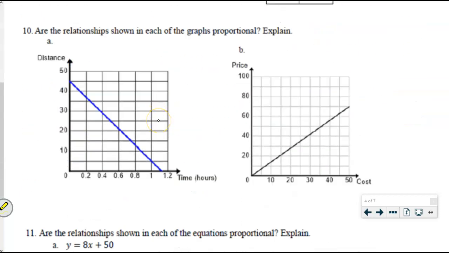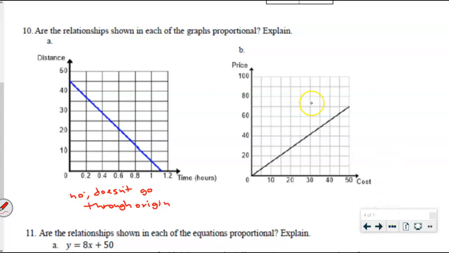Number 10A, is this one proportional? No, but it's a straight line. Doesn't go through the origin, so it's not going to be proportional. B, is it proportional? It's a straight line, goes through the origin, so yes. Straight line through the origin. And I really like these last two.